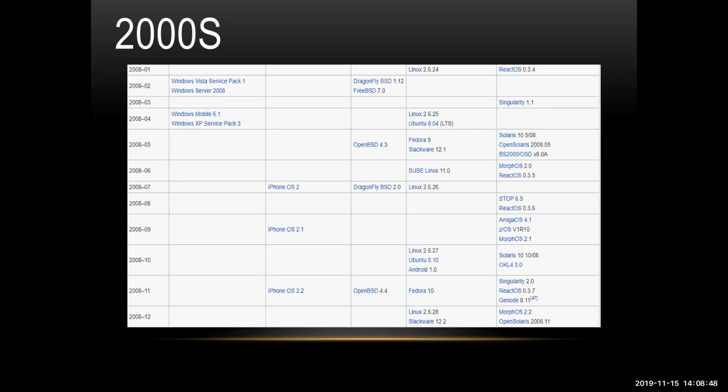And then for March, we had Singularity 1.1. Singularity is an experimental operating system which was built by Microsoft Research between 2003 and 2010. It was designed as a high dependability OS in which the kernel, device drivers, and application software were all written in managed code.